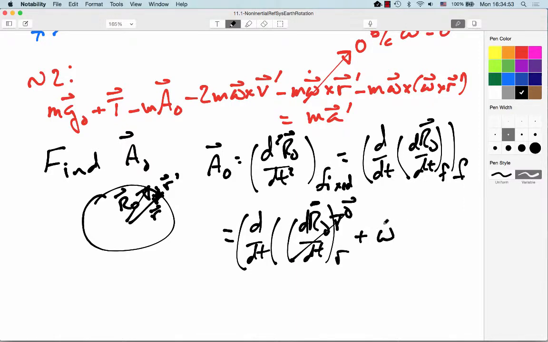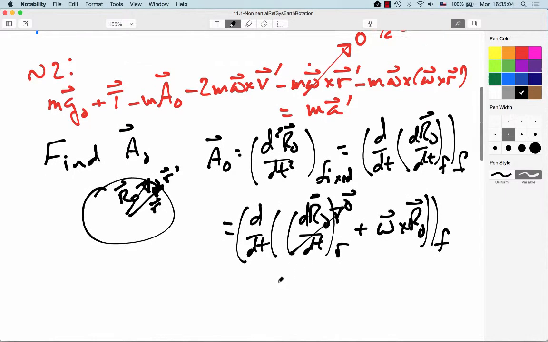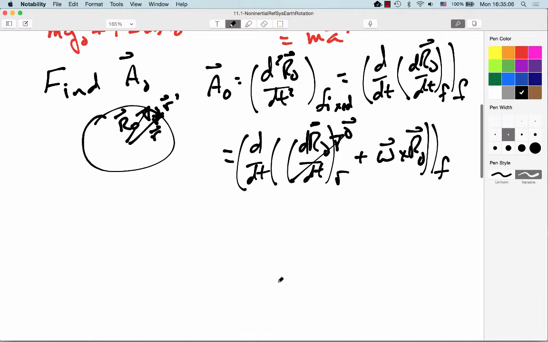Plus, we pick up an omega cross r naught. And then we will have to evaluate the derivative of the omega cross r naught in the fixed frame. So we do the same process again. So my a naught is going to become, keep in mind our a naught is pointing straight into the center of rotation for the circle you're going around at your latitude. So we do it again.